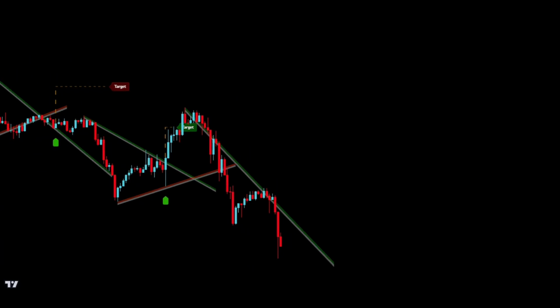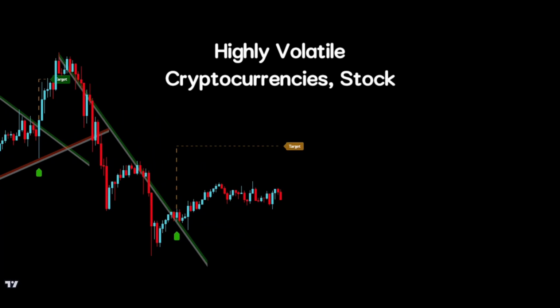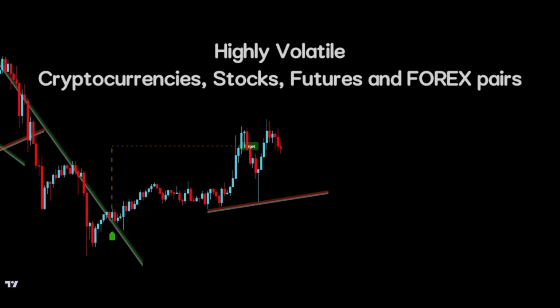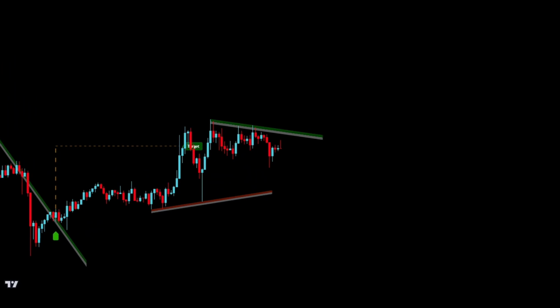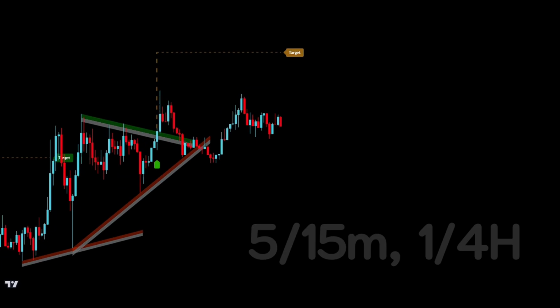Before we get started, it's important to note that this technical analysis tool can be used for trading highly volatile cryptocurrencies, stocks, futures, and forex pairs. The most suitable time frames for this indicator are 5 and 15 minutes, 1 hour, and 4 hours.